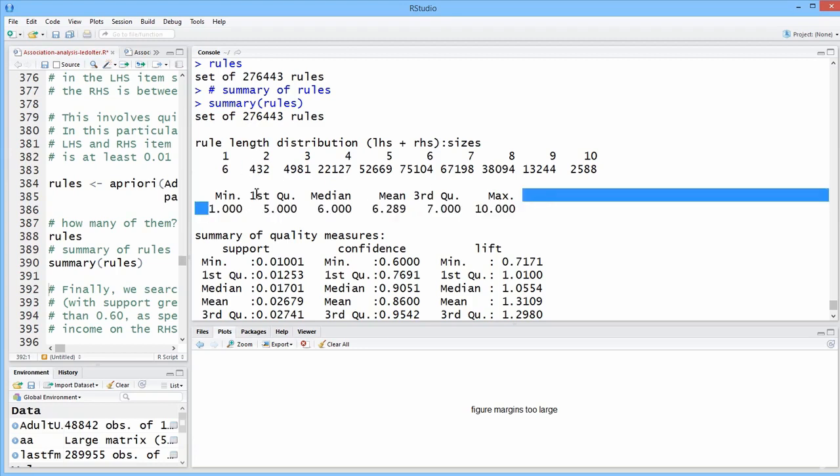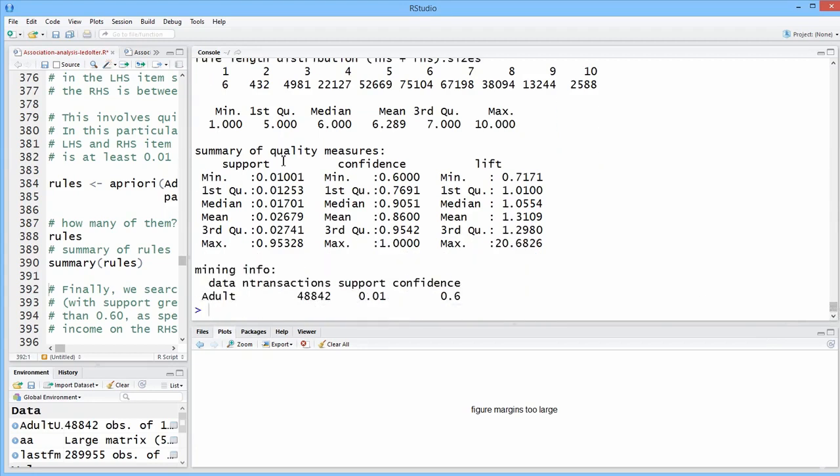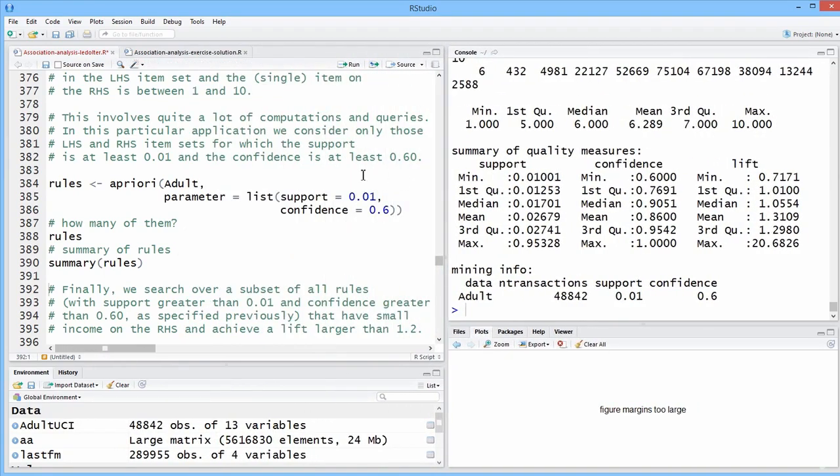And then here's the spread for these frequencies. Here's the summary of the quality numbers overall. The maximum lift, 20, that's pretty big. And you have maximum confidence of 1, which means that rule always applies. And these, I believe, are just the parameters that we defined. What we did is we mined the rules. And we use these levels for support and confidence in our definition of our original set of rules to create our rules.